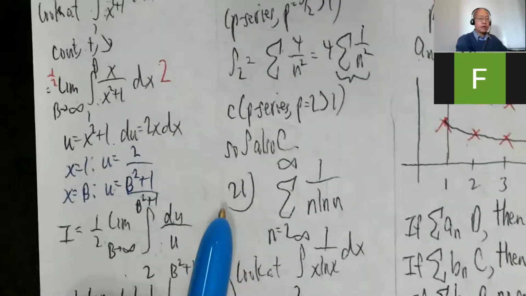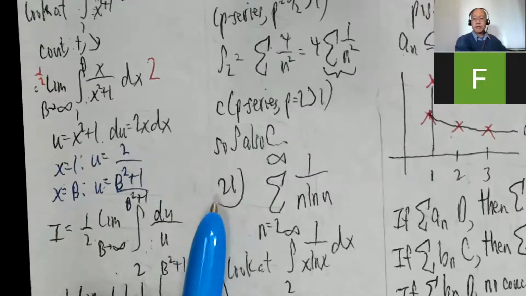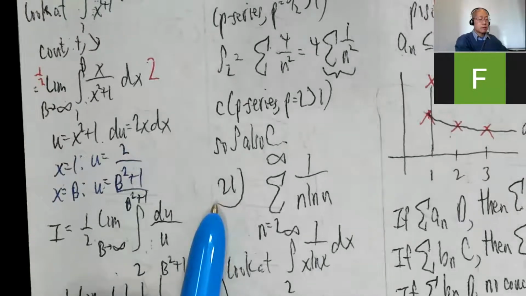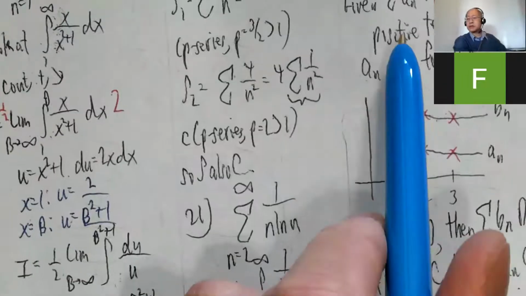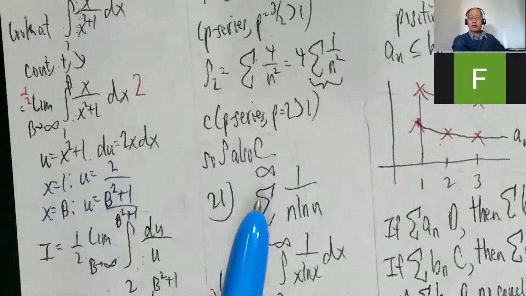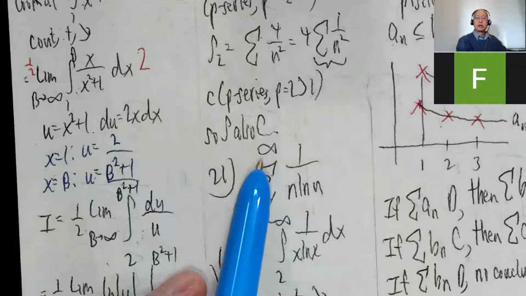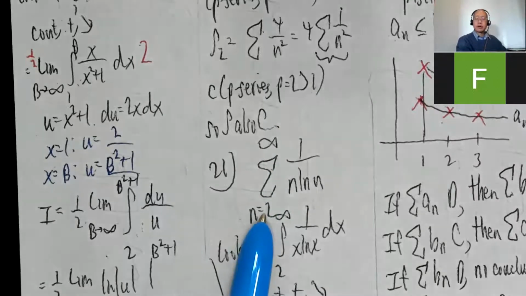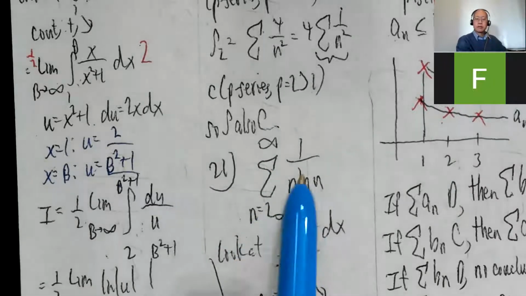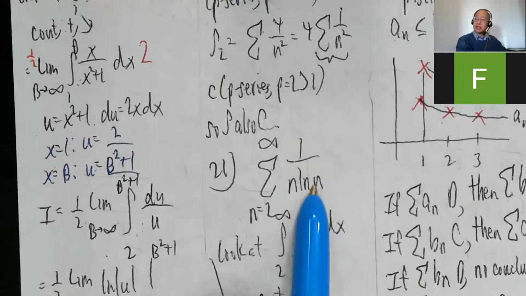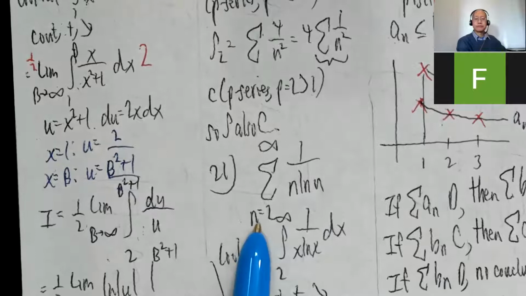Okay, then 21. And I was going to be done, folks, after that. I might sneak in just a little bit of the comparison test, but otherwise we'll be done very quickly. Summation n equals 2 to infinity. Can you see why they don't start at 1? Put a 1 here, you're taking ln of 1. ln of 1 is 0. You'd be dividing by 0. So starting at 2. That's okay, that's allowed.